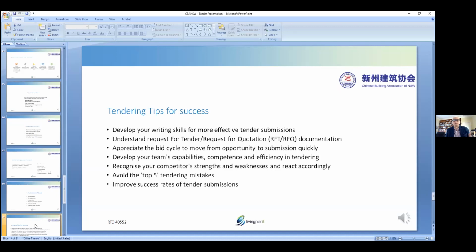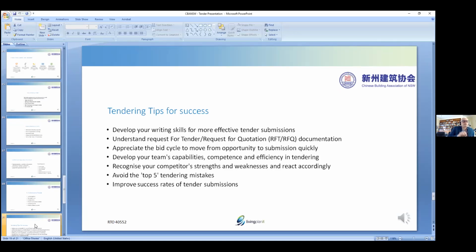Now, avoid the top 5 tendering mistakes that we said before, and look at ways of improving your success rates of tender submissions. Okay, so look at various ways of improving your success rate. And one of them might simply be communication, having very good communication, showing your client that, you know what, you're really keen and you're very thorough in what you do.